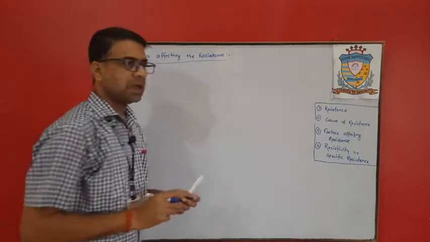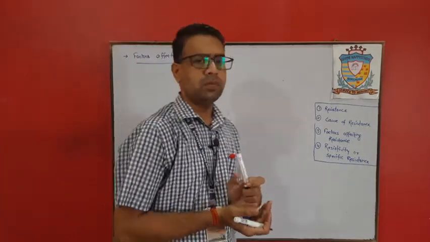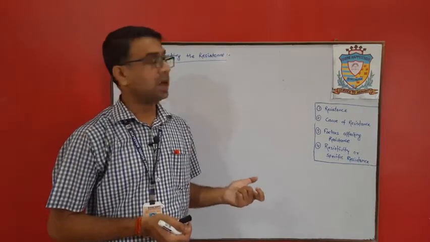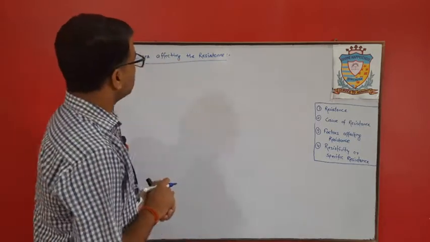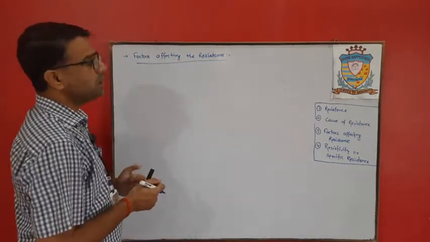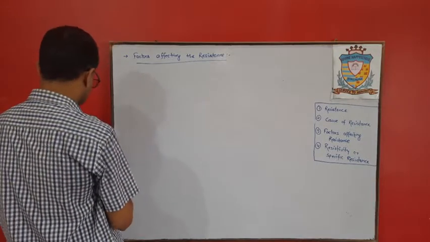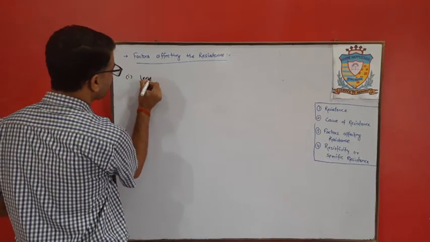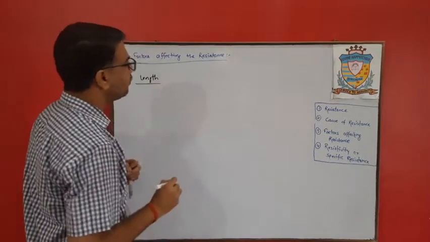So in previous class we have already studied that the resistance depends mainly on basically two things, that is length of the conductor and area of the cross section. So these two are the factors which affect the resistance of the conductor. So first is length and second is area of conductor.